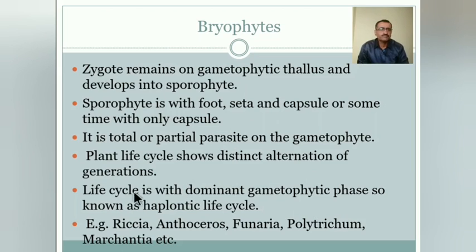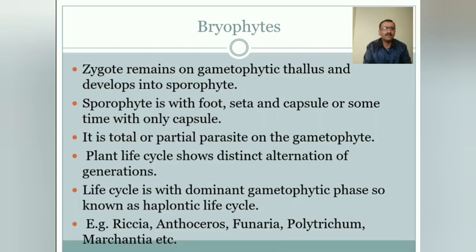Next one is the life cycle with dominant gametophytic phase, so known as the haplontic life cycle. Life cycle with dominant gametophyte. Here two phases are there. First one is gametophytic, second one is sporophytic. But gametophyte is dominant over the sporophyte, so that is known as the haplontic life cycle.